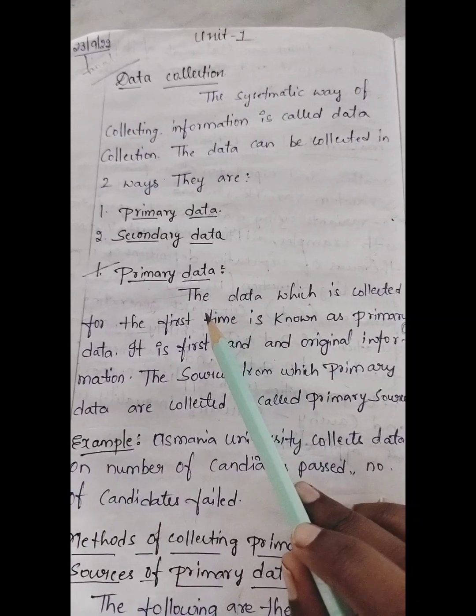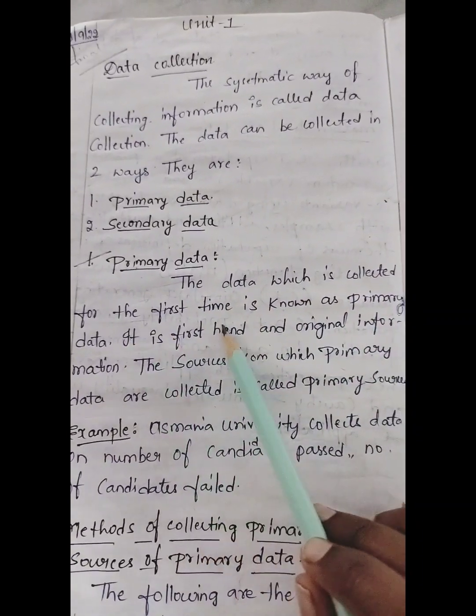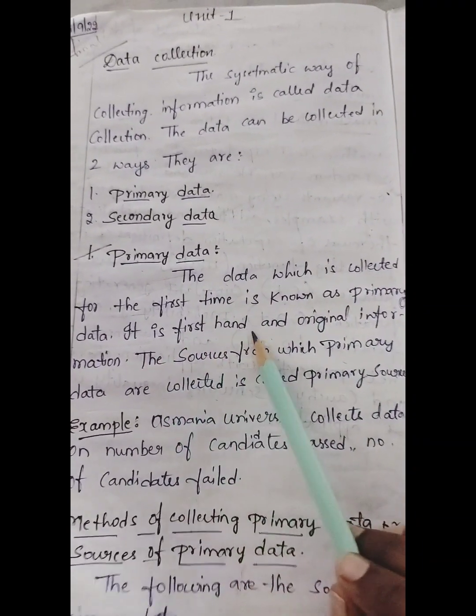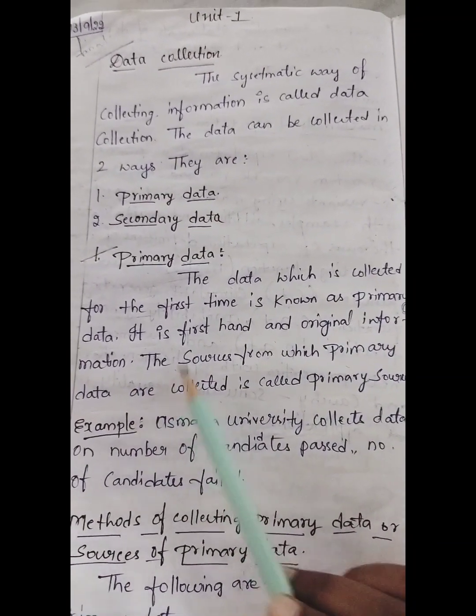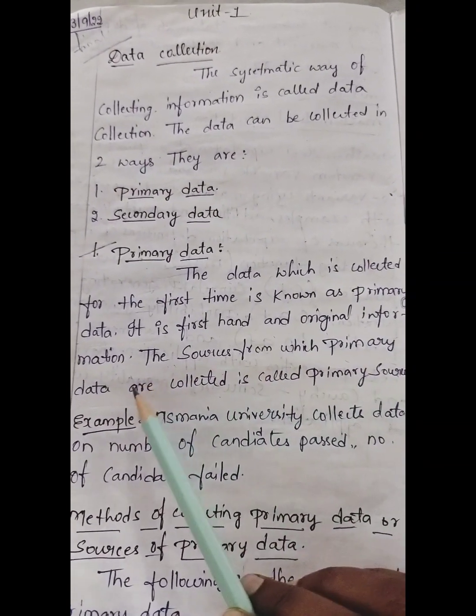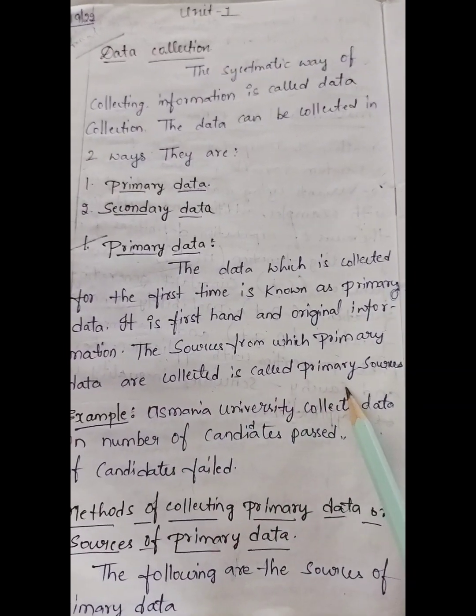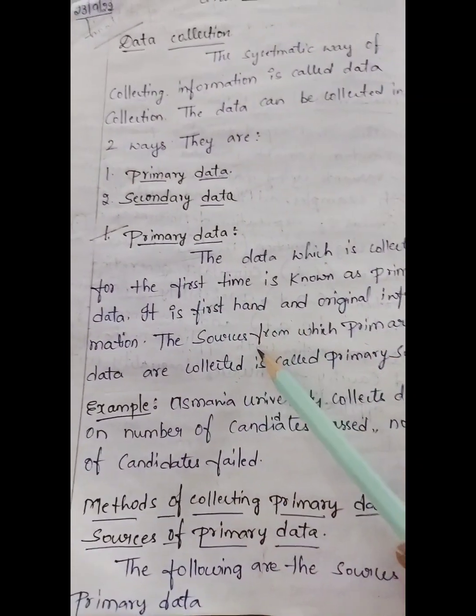So here also I have given the same thing. The data which is collected for the first time is known as primary data. It is first hand and original information, you can say, because we are collecting for the first time. And the sources from which primary data are collected are known as primary sources. So this is the definition.